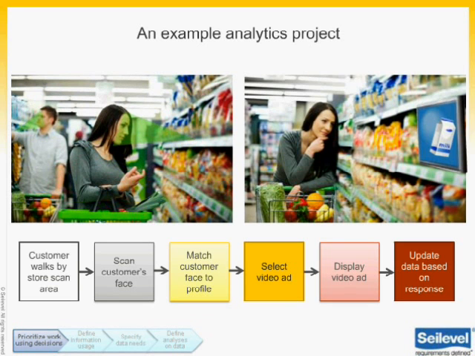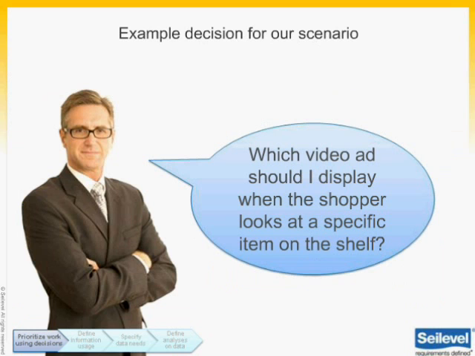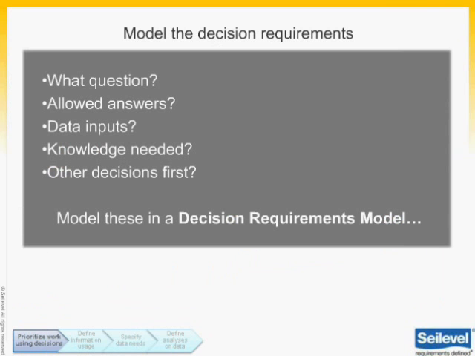In the scenario that we're talking about, there's a handful of different decisions that get made, but the key business decision you're trying to make is ultimately what video ad to display to the customer at their specific point in the store. And here are some examples of questions that we're trying to answer. First of all, what is the actual question? What are the possible answers to that question? What are the allowed answers or the types of answers we'd expect?